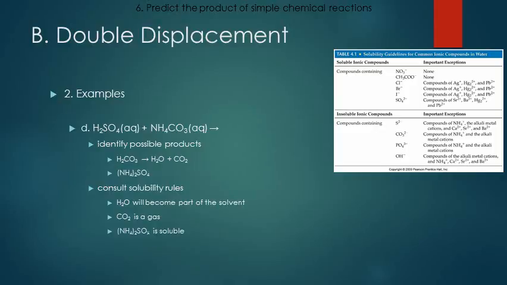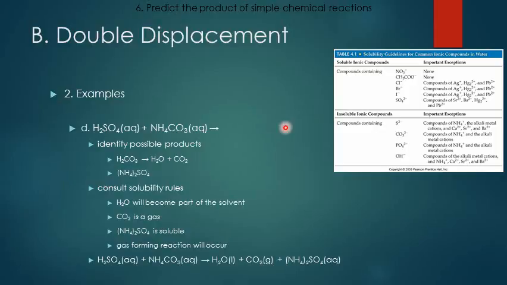The ammonium sulfate, that is soluble. Notice sulfates are listed as soluble compounds. Ammonium is not listed as an exception to that. So the ammonium sulfate is in fact soluble. The result here will be a gas-forming reaction. So our equation here, we have the sulfuric acid reacting with the ammonium carbonate. We get water. Again, notice the state there, it's a liquid, not aqueous. We get carbon dioxide gas, and then we get our aqueous ammonium sulfate.